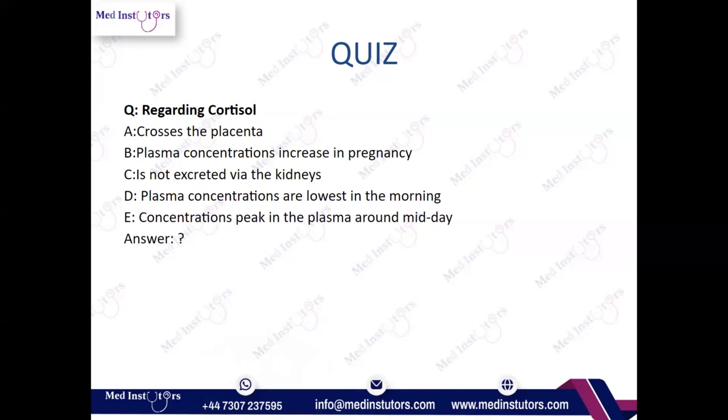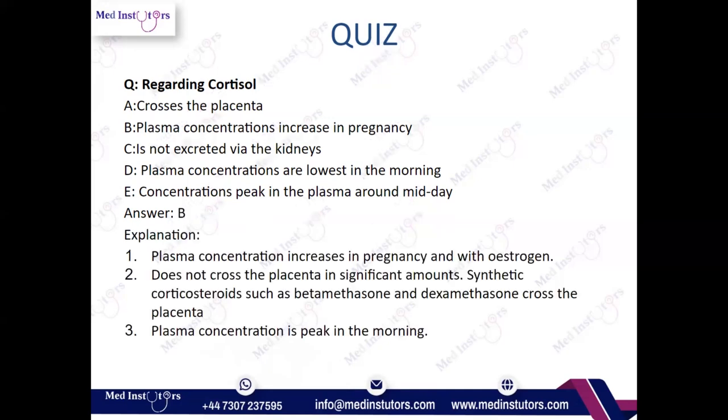Okay, I got only one answer. Yes, B is the right answer. Well done. Plasma concentration increases in pregnancy with estrogen. It does not cross the placenta in significant amounts. Plasma concentration peaks in the morning. These are some of the high yield points from the cortisol.